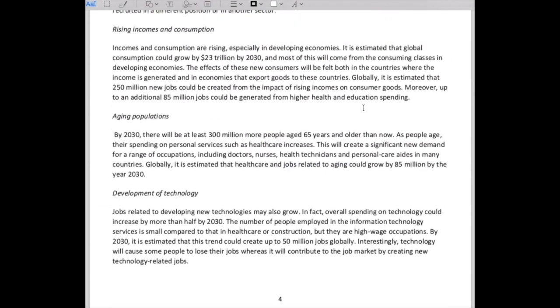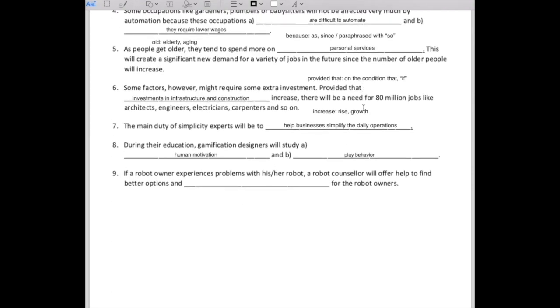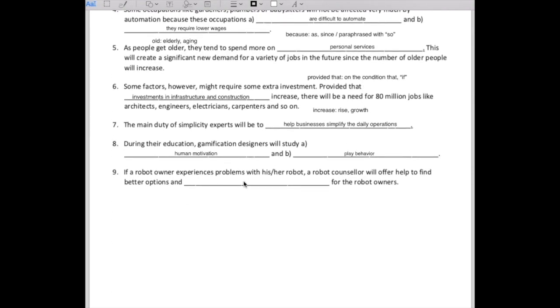So let's go back, find our task, and in this part, we can write provide customer services. Now let's have a look if it fits. A robot counselor will offer help to find better options and provide customer services for the robot owners. That fits. If you want, you can also remove provide because provide is a synonym of offer. And that's it. So there you are.